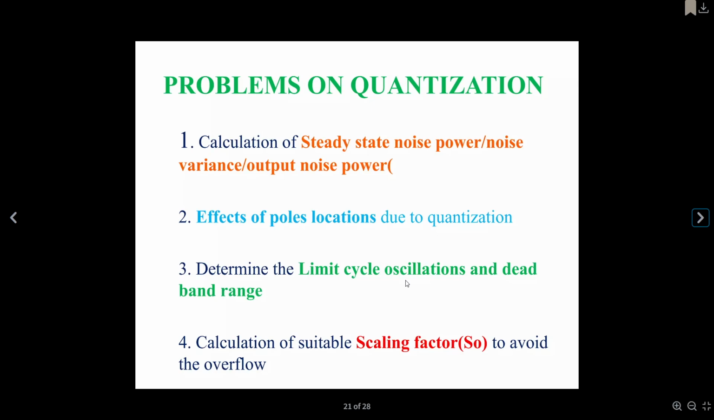Problems based on quantization: calculation of steady state noise power or noise variance and output noise, etc. Effect of pole locations due to quantization. Determine the limit cycle of oscillation and deadband range. Calculation of a suitable scaling factor so as to avoid overflow.